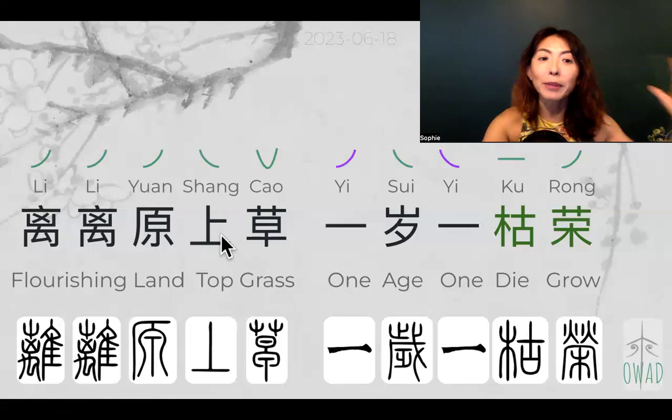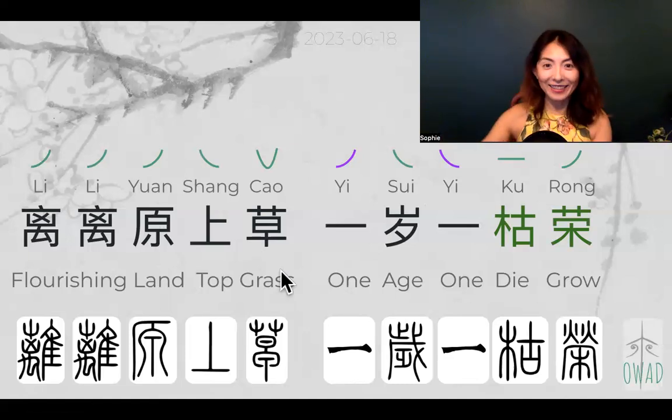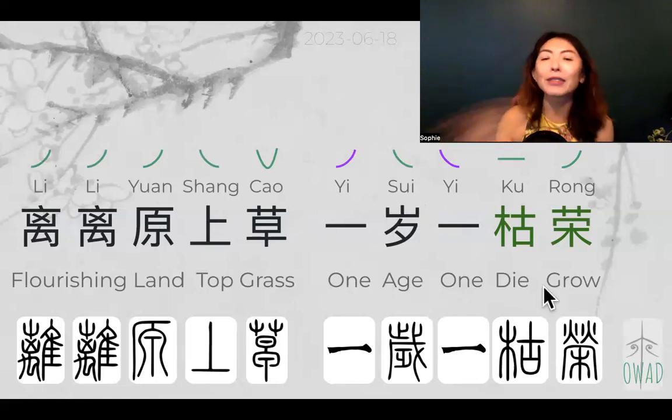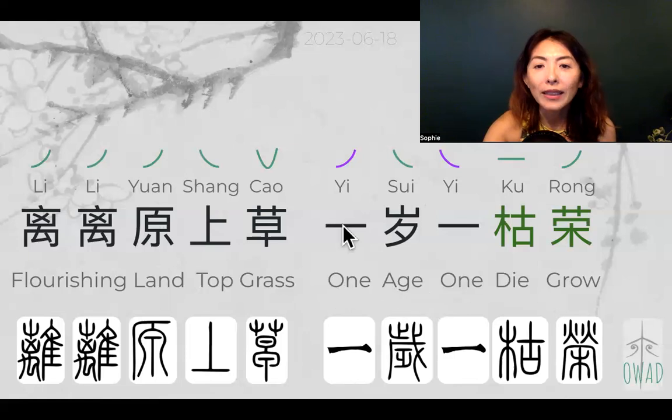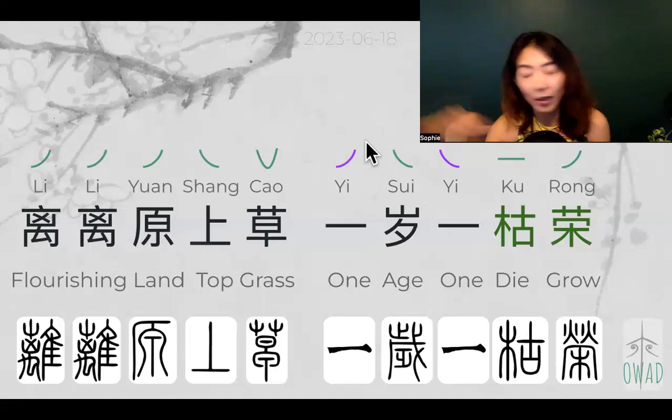So now we've described the grass. That's the main character. So what about them? Then we are describing the behavior or the life cycle of the grass. 一岁一枯荣. Okay, you notice here I mark in purple because it's the same thing. It's 一, right? One and one again. But one is pronounced with a rising tone, the other one with a falling tone.